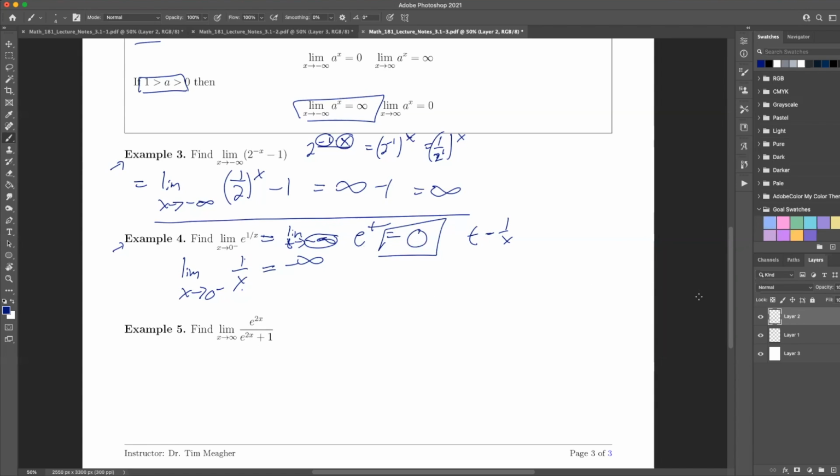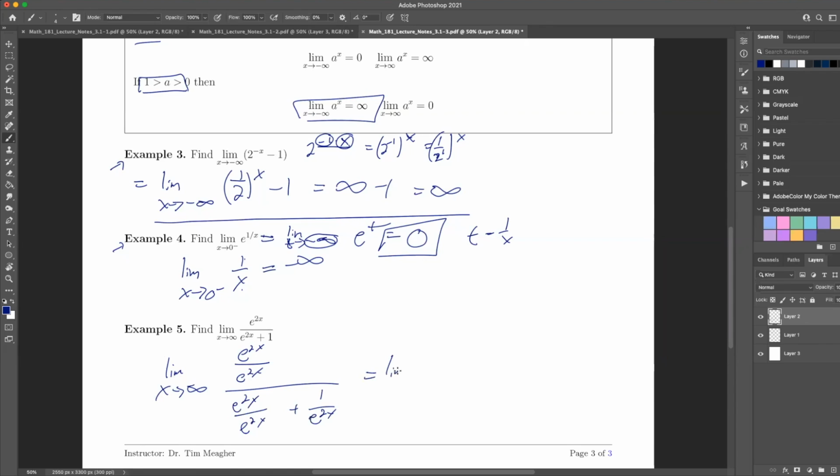Now, for something more complicated like this, we do the same thing as I taught you last time. You still divide by the highest power. In this case, the highest power here is e to the 2x, so we're just going to divide everything by it. So e to the 2x divided by e to the 2x, over e to the 2x divided by e to the 2x plus 1 over e to the 2x. All right, so this evaluates to 1, this evaluates to 1.